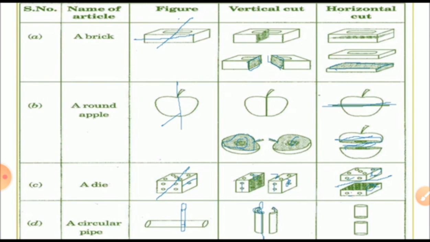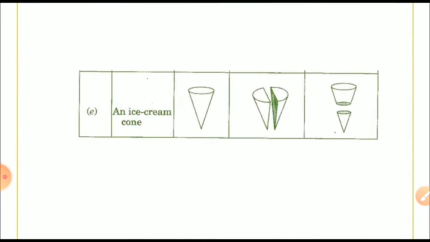Yes, nowadays you can find sugar cane. A piece of sugar cane can be cut both ways, either vertically or horizontally. You will get exactly these types of shapes. And sugar cane is also a cylinder, circular pipe type.